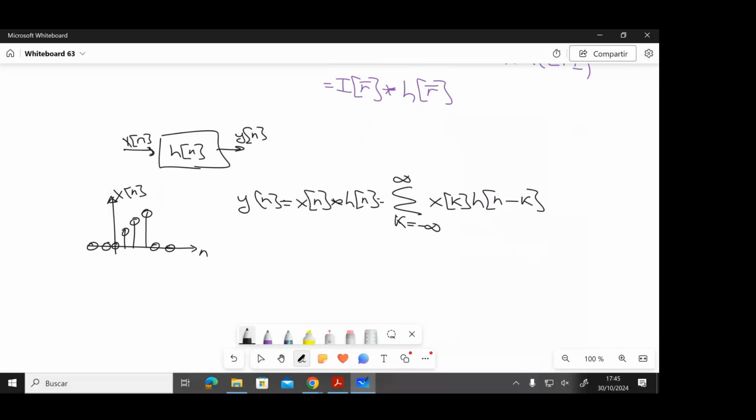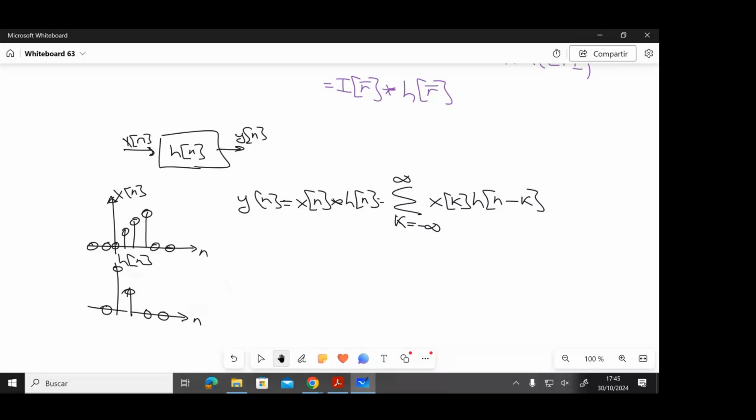Then you have your kernel. Let's say that your kernel is like this. I will not make it symmetric, to easily track how it's behaving. And then you have to compute that thing.